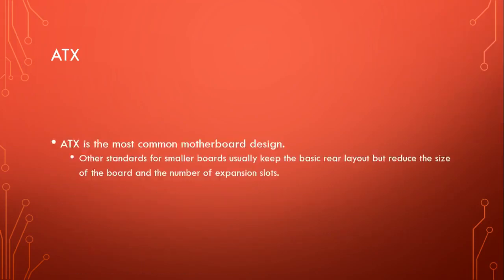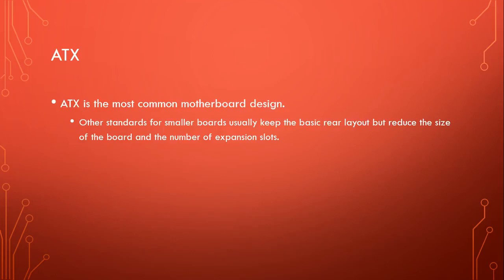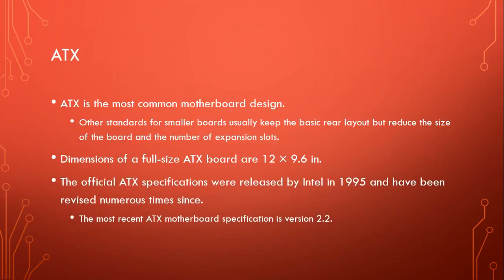Alright, let's talk about that ATX. Now ATX is currently the most common motherboard design. There are standards that exist for smaller boards, such as micro ATX, which usually keep the same basic rear layout, but reduce the size of the board and the number of expansion slots. Dimensions of a full-size ATX board are typically 12 by 9.6 inches. The official ATX specifications were released by Intel in 1995 and have been revised numerous times since. One of the most recent ATX motherboard specifications is 2.2, though there exist other ones like 2.31 for power. The general specification for the components hasn't changed that much.